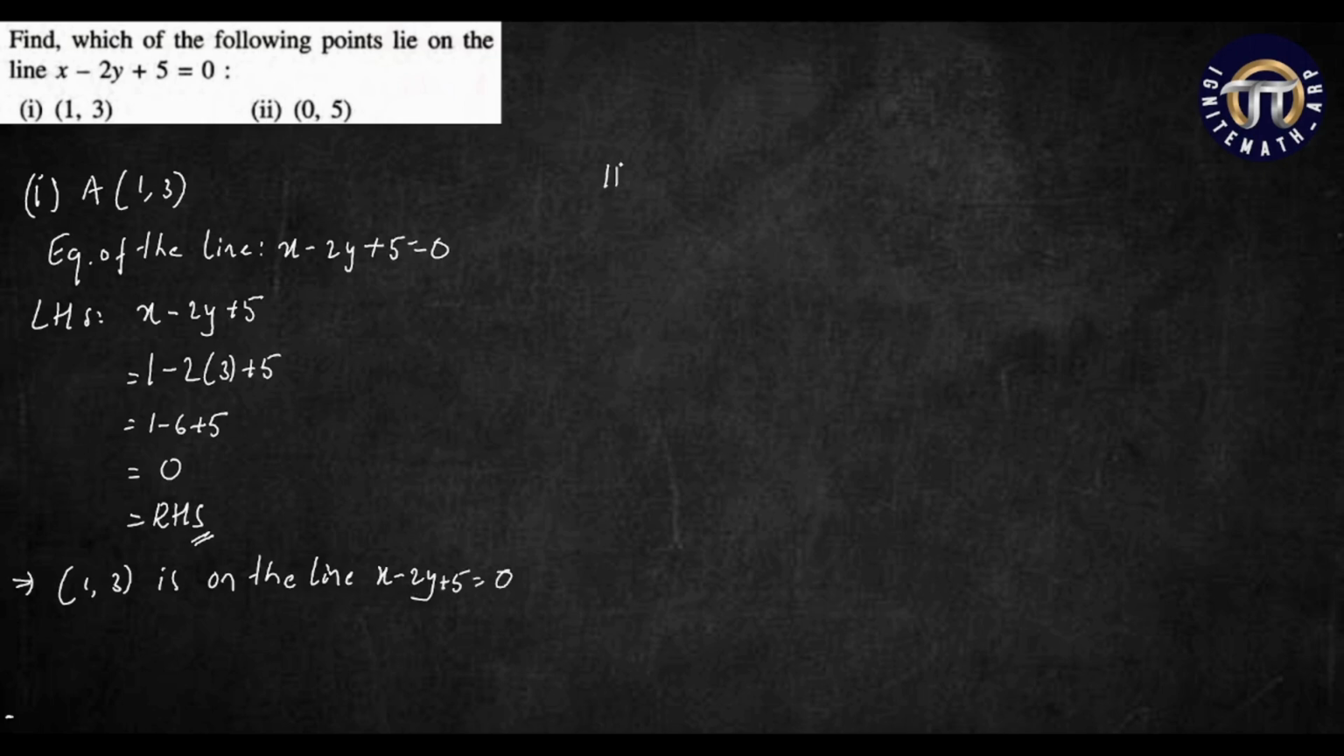Now let me take the second example over here. That is 0 comma 5. I can randomly call it point B.